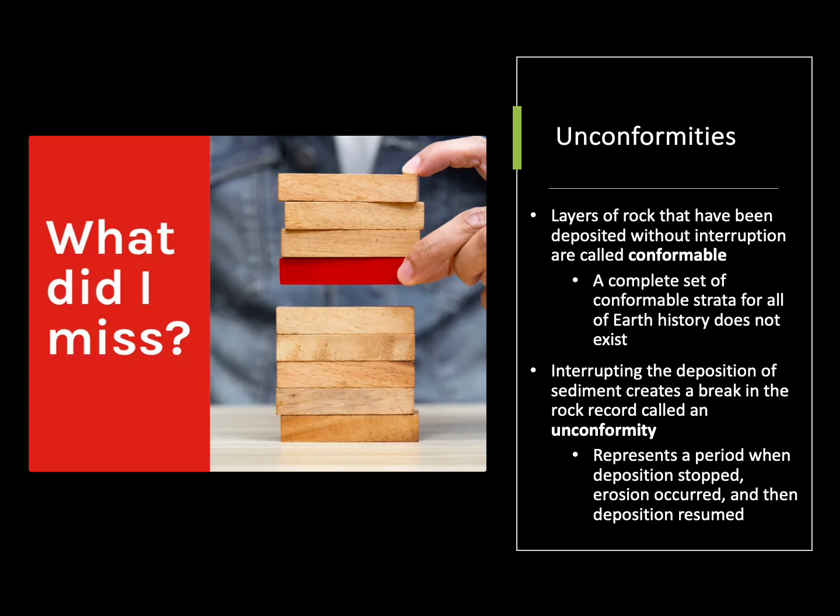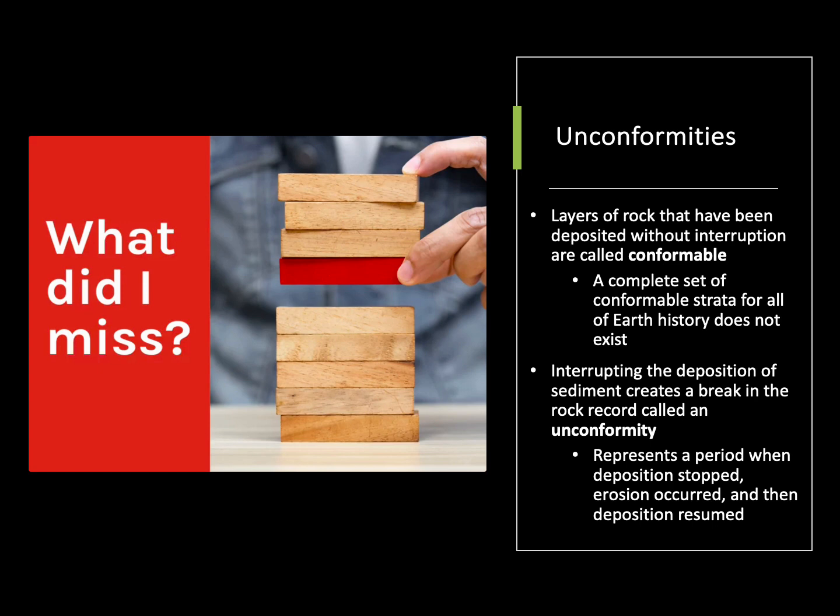Ideally, all rocks would be conformable. This is just layers of rocks that have been deposited without anything interrupting the deposition of all the sediment or rocks. But we don't have an entire history of Earth's history. We don't have rocks from all of Earth's periods. Instead, what we have a lot of are called unconformities.